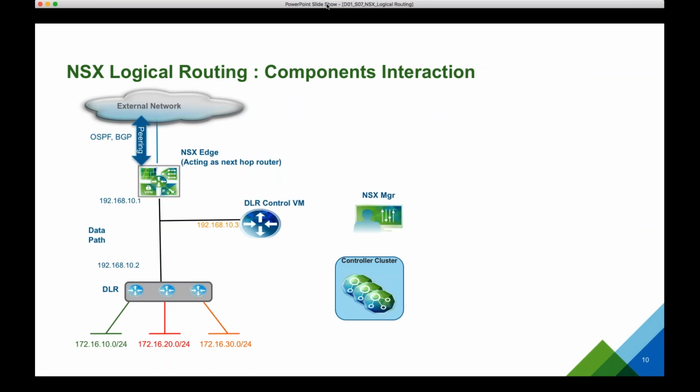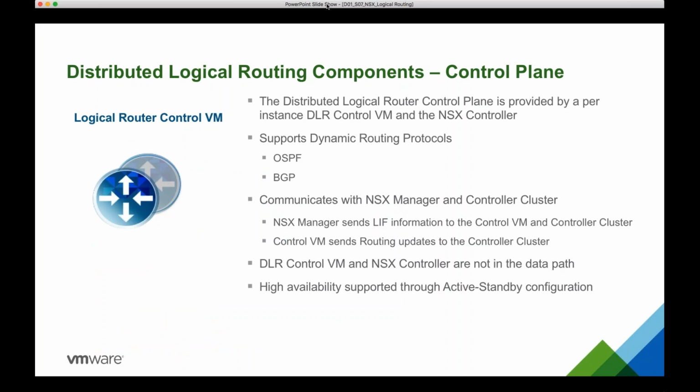I've got a question for you. Alrighty. Joshua Andrews asks, what network should the logical router control VM HA interface be put on? What does it need to talk to?